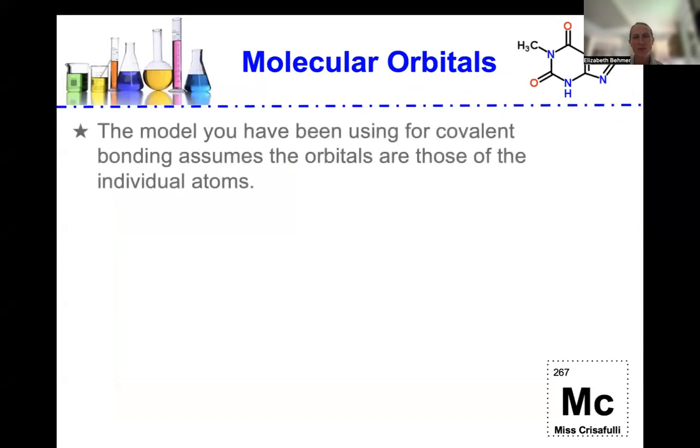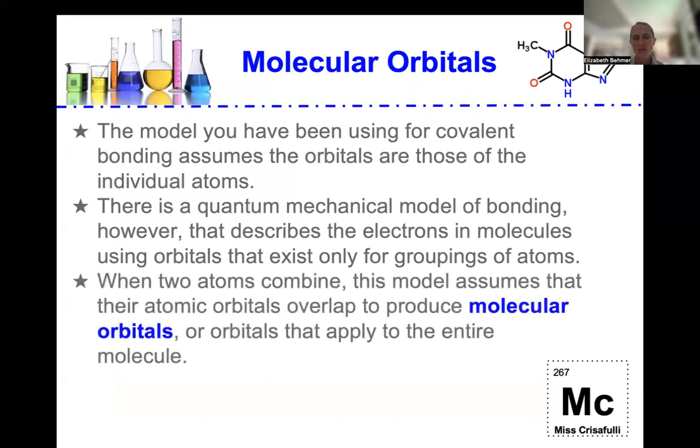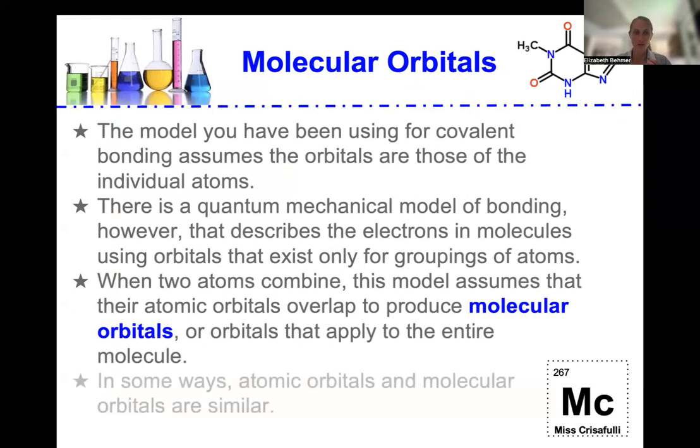So, molecular orbitals. The model you have been using for covalent bonding assumes the orbitals are those of the individual atoms. There is a quantum mechanical model of bonding, however, that describes the electrons in molecules using orbitals that exist only for groupings of atoms. When two atoms combine, this model assumes that their atomic orbitals overlap to produce a molecular orbital, or an orbital that applies to the entire molecule. In some ways, atomic orbitals and molecular orbitals are similar.